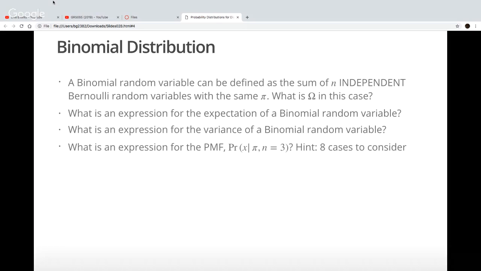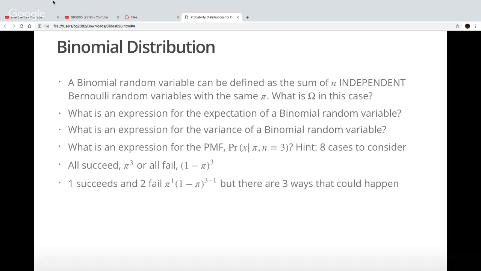The 3 choose x times pi to the x times 1 minus pi to the 3 minus x? Yes, I believe it would. But just to spell it out in a little bit more detail. So 2 of the cases are all 3 succeed or all 3 fail. They're independent. So it's just pi to the 3rd, or 1 minus pi quantity cubed for the case where all 3 fail. So that gives us 2 cases.